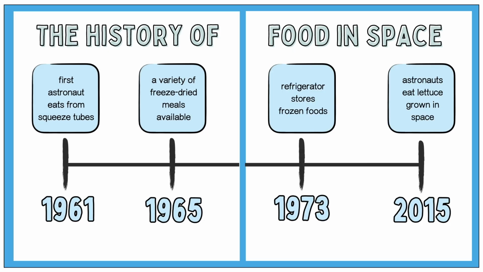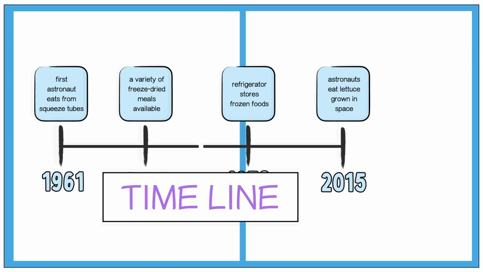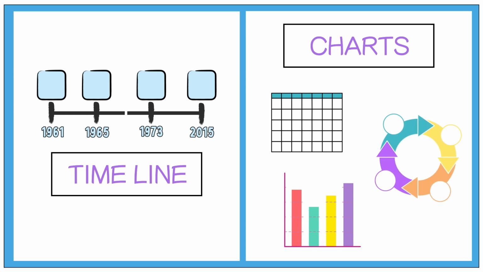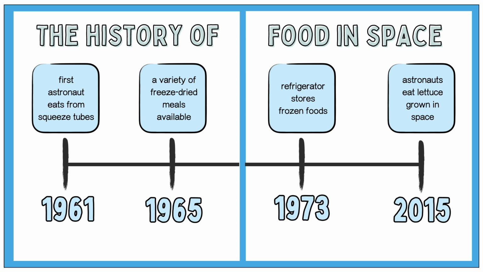Oh, look, on this page, we have a timeline. Informational text will often include things like timelines or charts, like tables, graphs, and diagrams, to organize information in a way that's easier to understand. Timelines are great visual representations that show important events in chronological order. Let's see what this one says.